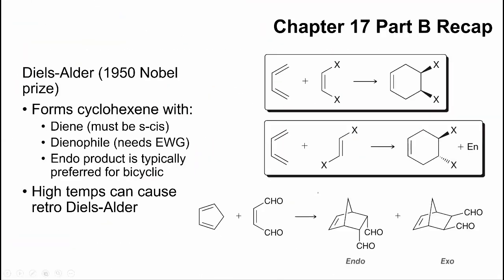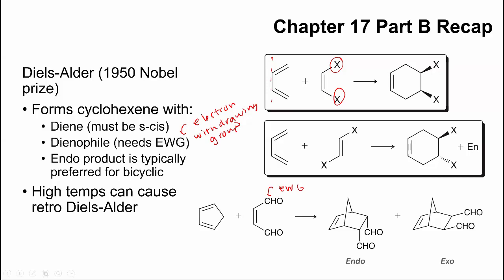So the Diels-Alder reaction was a Nobel Prize reaction in 1950. This forms a cyclohexene with a diene, which must be s-cis. So these alkenes are on the same side of the bond. And the dienophile needs to have an electron withdrawing group. So on this first example, there's X's here, which can be halogens. The electron withdrawing group can be a carbonyl containing compound like this aldehyde here. So these are electron withdrawing. And EWG is electron withdrawing group.